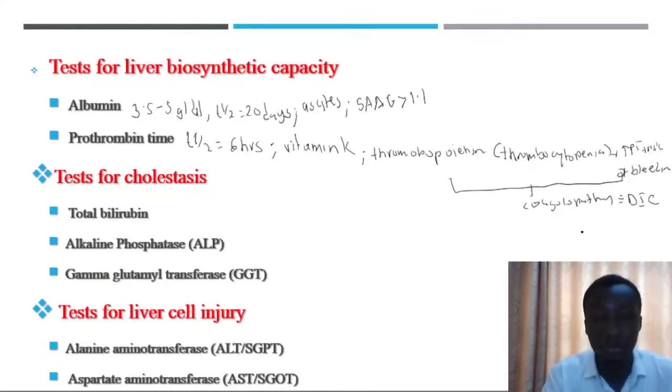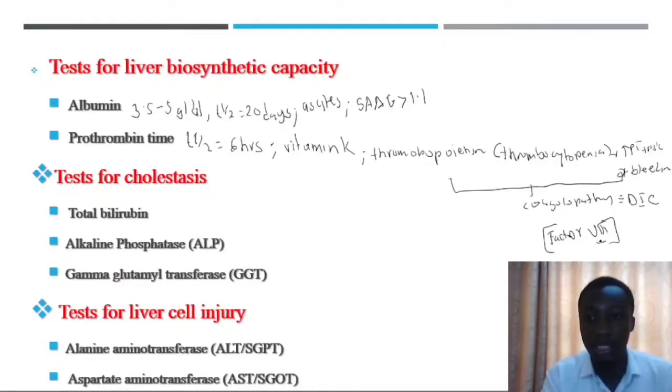So what you do is you give a clotting factor that's not produced by the liver, and that is factor 8. Factor 8 is not produced by the liver, and so that's what they use usually. So you test for the levels of factor 8, and if the person is actually suffering from DIC, you expect factor 8 levels to go down. If it's a liver condition, factor 8 levels will go up. Okay, so that's what we can say.